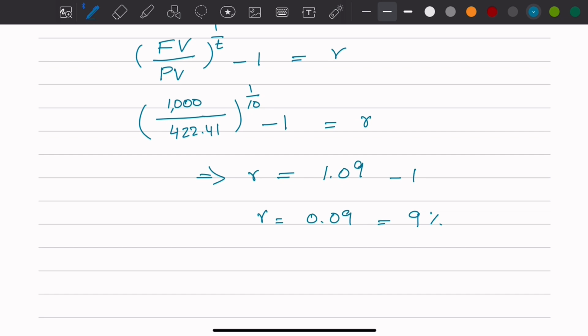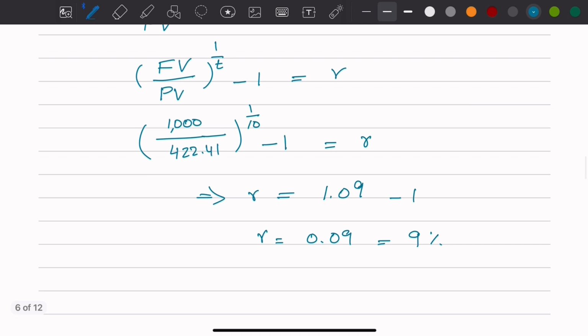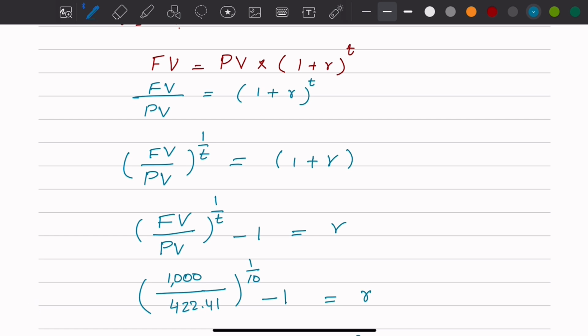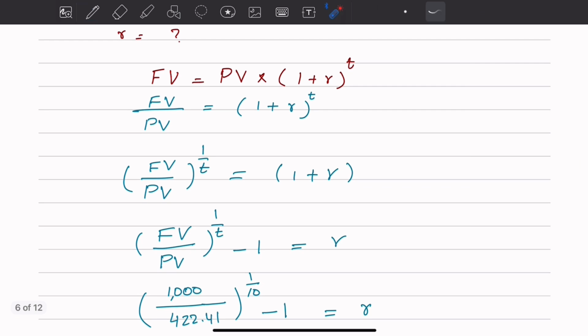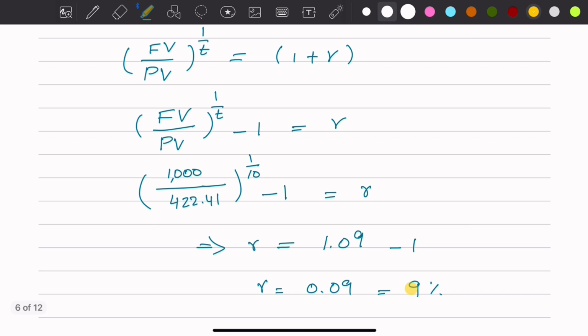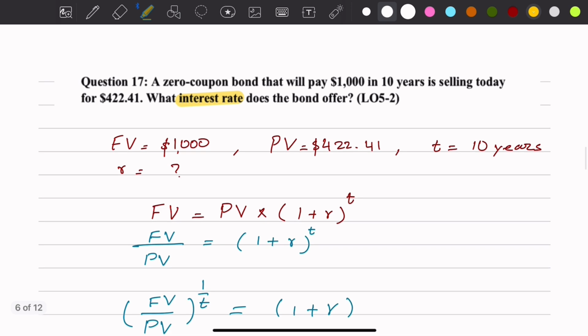So it's not really a difficult question, as much as you really need to know basic algebra and basic formula manipulation, so you can rearrange your formula to get R on one side of the equation and everything else on the other side, and then you just substitute and find the value of R. This is how you solve question number 17. So the answer is, the interest rate is 7%.